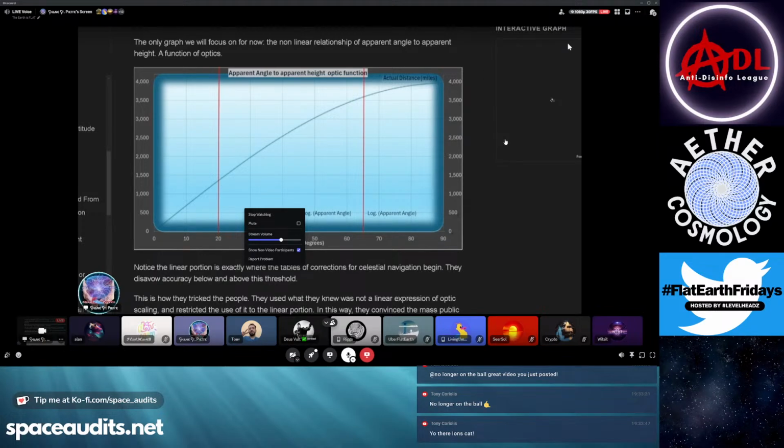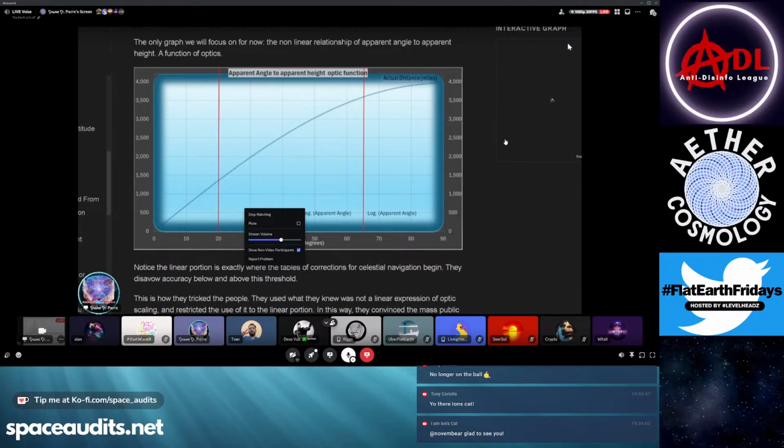This is essentially just apparent angle to apparent height. So this is the optics function. This is what it would appear to your eye if no other considerations were made. And this is the one that I think would best describe how they have celestial navigation currently operating, right? It's a logarithmic function. Again, it doesn't approach zero, but approaches the limit of vision instead, never reaching it. The linear portion is exactly where the table of corrections for celestial navigation begins. They disavow accuracy below that amount and above that threshold.